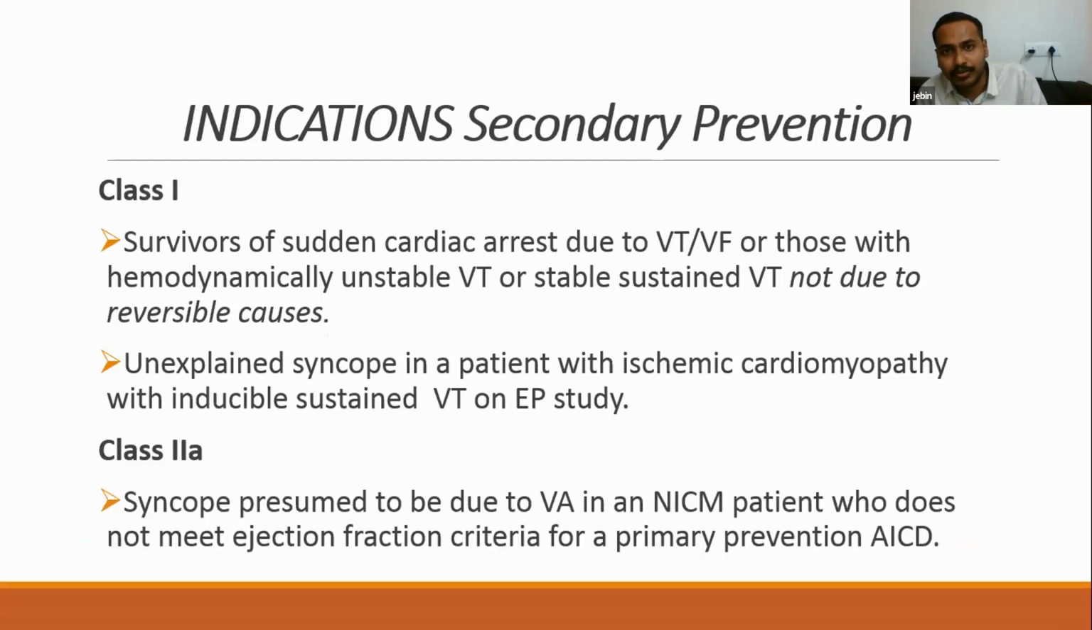Indications. The indications are divided into those intended for secondary prevention or primary prevention. The secondary preventions are categorized as class 1 and class 2A. Class 1: survivors of sudden cardiac arrest due to VT or VF, those with hemodynamically unstable VT or stable sustained VT not due to any reversible causes, or unexplained syncope in a patient with ischemic cardiomyopathy with inducible VT on electrophysiological study. Class 2A: syncope presumed to be due to ventricular arrhythmias in a non-ischemic cardiomyopathy patient who does not meet any ejection fraction criteria for primary prevention of sudden cardiac death.